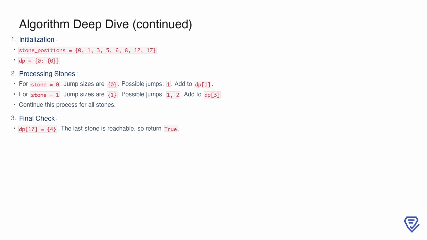For stone equals 0, the only jump size is 0. The frog can make a jump of size 1, landing on stone equals 1, so we add 1 to DP[1]. For stone equals 1, the jump size is 1, allowing jumps of size 1 and 2. With these, the frog can reach stone equals 3, and we update DP[3] accordingly. This process continues for all stones. By the time we reach stone equals 17, the dictionary shows DP[17] equals {4}, indicating that the frog can reach the last stone with a jump size of 4. Since the last stone has reachable jump sizes, we return true, confirming that the frog successfully completes the journey.